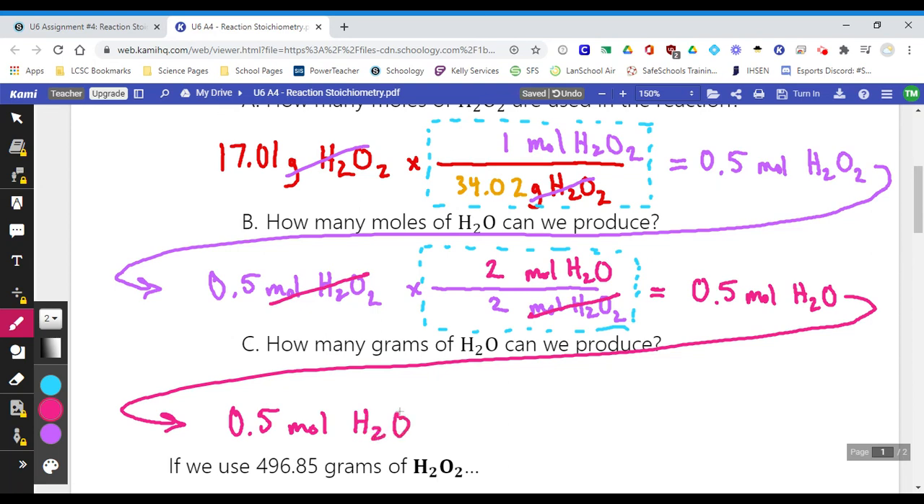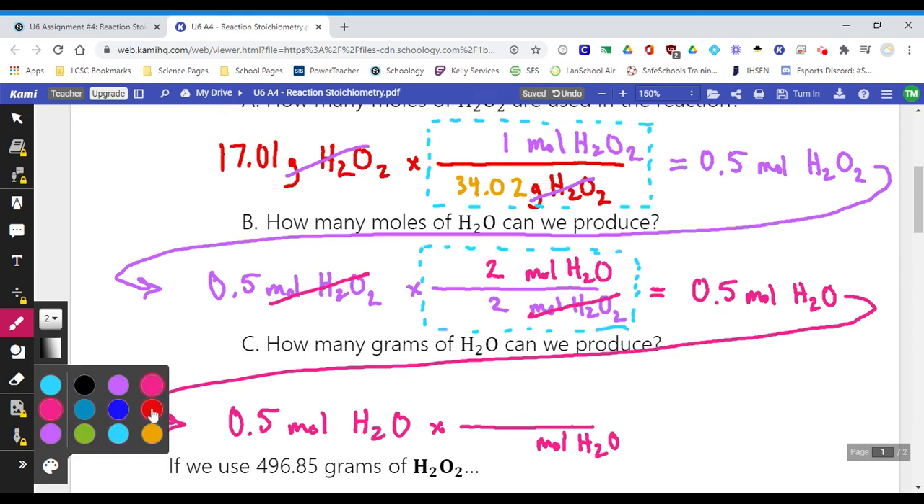And I'm going to convert it to grams. And now we're back into familiar territory. Like grams, moles, we can do that all day. So I'm getting rid of moles of H2O on the bottom here, so it will cancel out. I'm trying to get to grams of H2O on top.